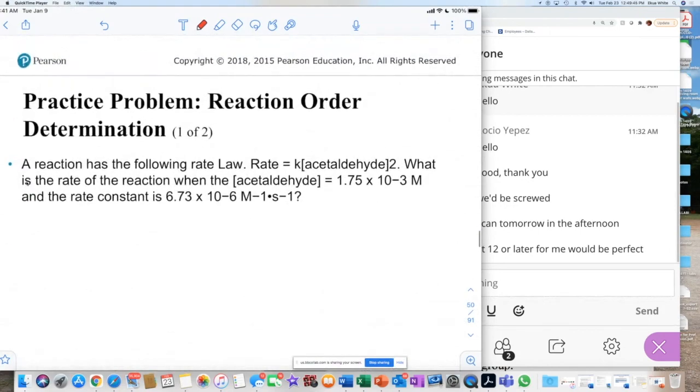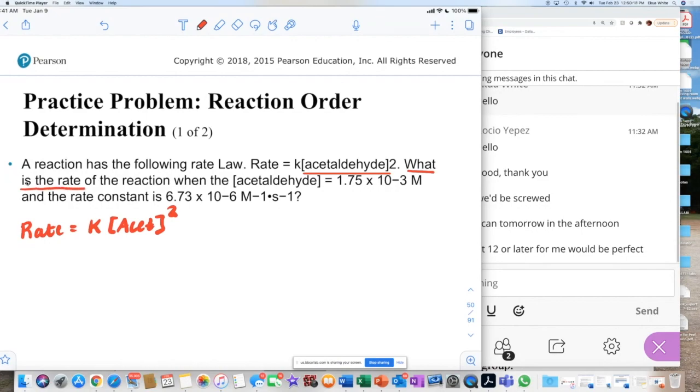Okay, this next one. A reaction has the following rate law. Rate equals K times acetaldehyde squared. I'll just write acet, okay? Acet will be the representation of acetaldehyde. It's a long word to write. Obviously the overall order for this is 2, second order, right?